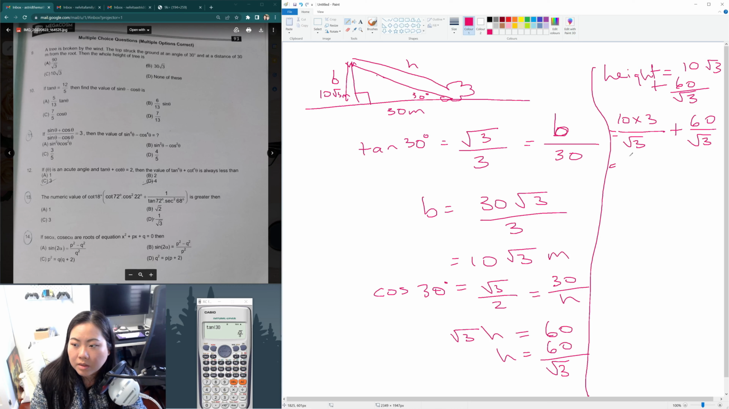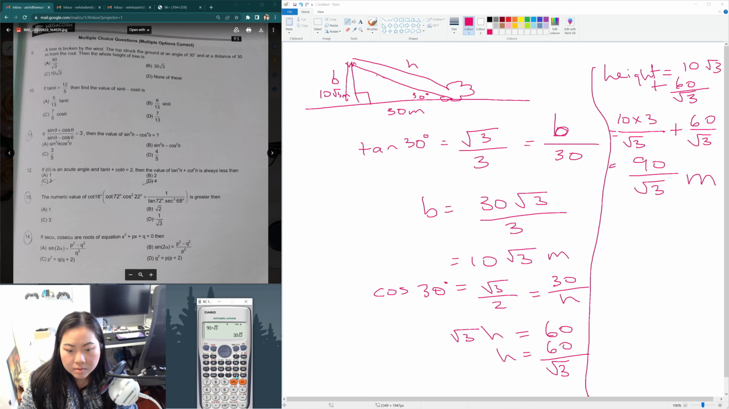It's going to be 90 on root 3. Do we have that? Oh yes, it's A, 90 on root 3 meters. So let's see what number that actually is. 90 divided by root 3 equals, okay, 51 meters, 52 almost.